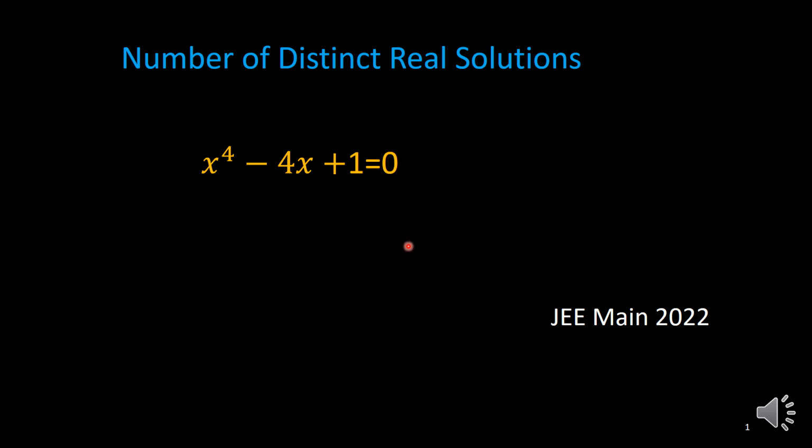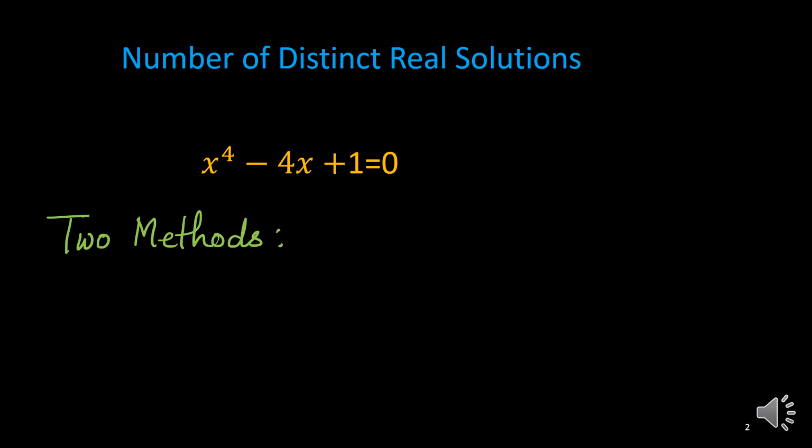In this video, we are going to solve this problem. We have one equation, x^4 minus 4x plus 1 equals 0. We need to find the number of distinct real solutions. These kinds of problems come regularly in JEE Main papers. This problem came in JEE Main 2022, and we are going to solve it.